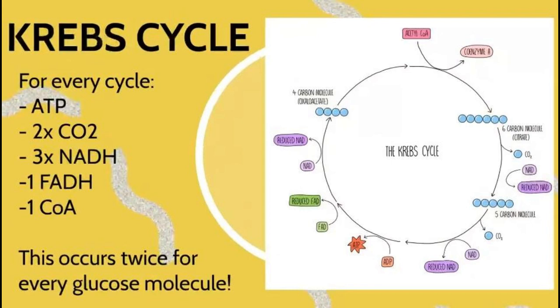Acetyl-CoA from the link reaction reacts with a 4-carbon molecule called oxaloacetate. The coenzyme A portion of the acetyl-CoA is removed and returns to the link reaction to be reused. This forms a 6-carbon molecule called citrate, and sometimes the Krebs cycle is known as the citric acid cycle. Carbon and hydrogen are removed from the citrate, so it's decarboxylated and dehydrogenated, forming a carbon dioxide and a reduced NAD. The citrate is then converted to a 5-carbon molecule.